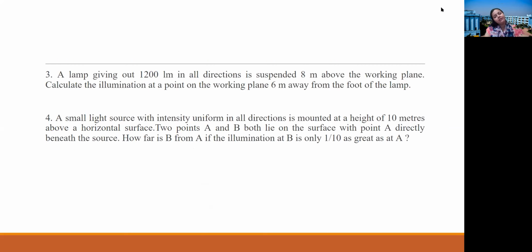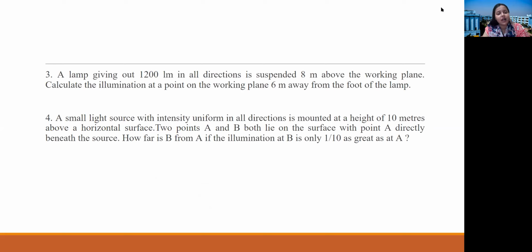Now I am giving these two problems for you to solve on your own. If you find any difficulties or queries, you can mention them in the comment section, and in our next class on laws of illumination, I'll solve that. So what is the first problem?